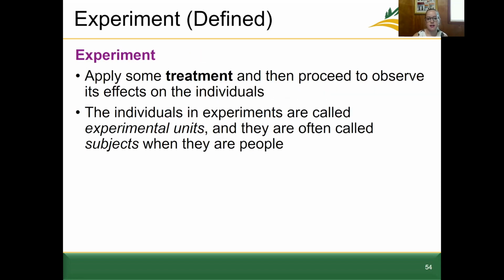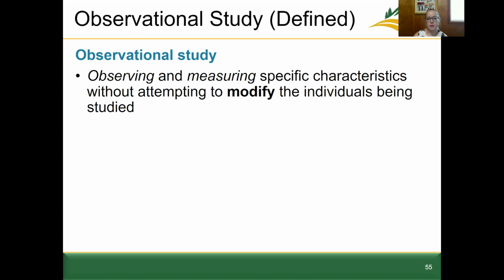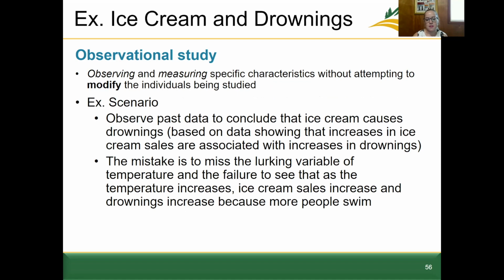The other, observational studies, we're observing and measuring specific characteristics without attempting to modify the individuals in any way. Okay, so it's sort of a hands-off. We're just watching what happens. More on observational studies. This example I don't love from your textbook. It seems a little morbid, but let's go into it. So observing and measuring specific characteristics without attempting to modify the individuals. Again, this is in the category of observational studies.